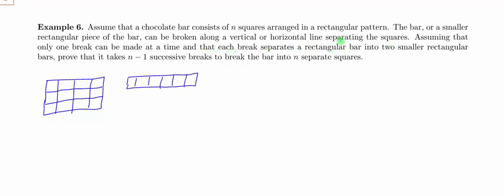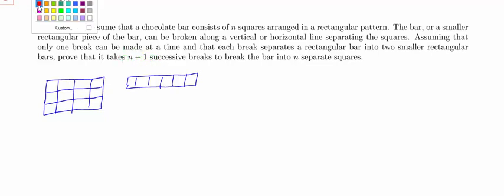two smaller rectangular bars. And we want to prove that it's going to take n-1 breaks to break that bar into n separate squares. So I'm just going to break along all of the lines until I get down to n separate squares. And we claim that no matter how you decide to do it, we're going to need n-1 breaks.